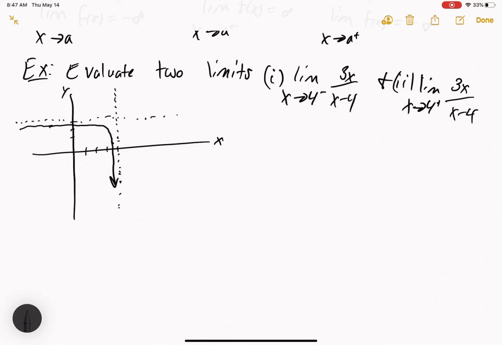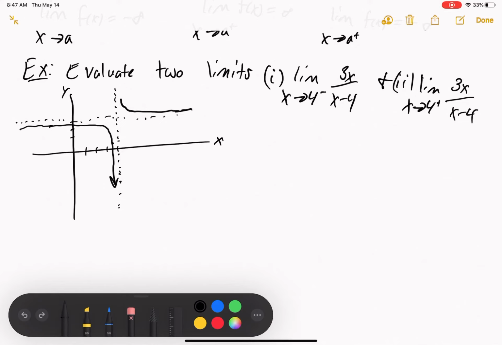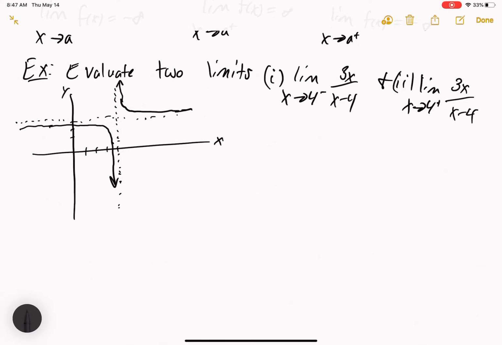And likewise from the right. So we approach it from the right, now we're going to have numbers greater than 4, so the denominator will be positive. And then it's going to be 4.01, 4.001, and we're going to keep on dividing by numbers that get really small. So again, what that means is we're going to be going to positive infinity in this case.